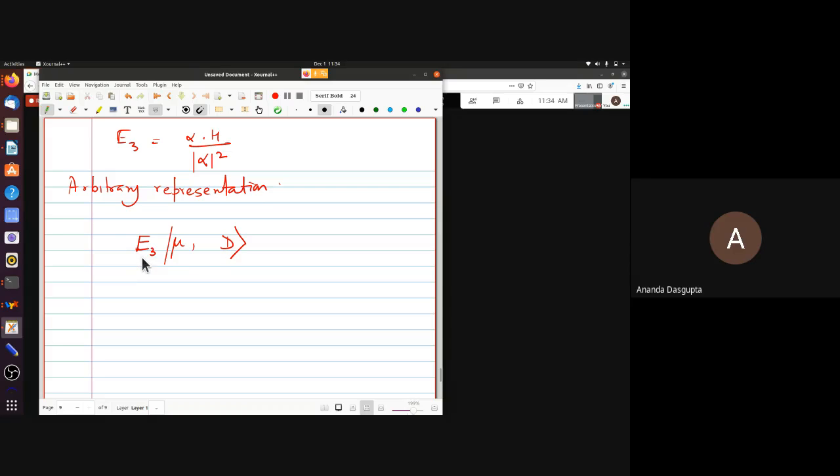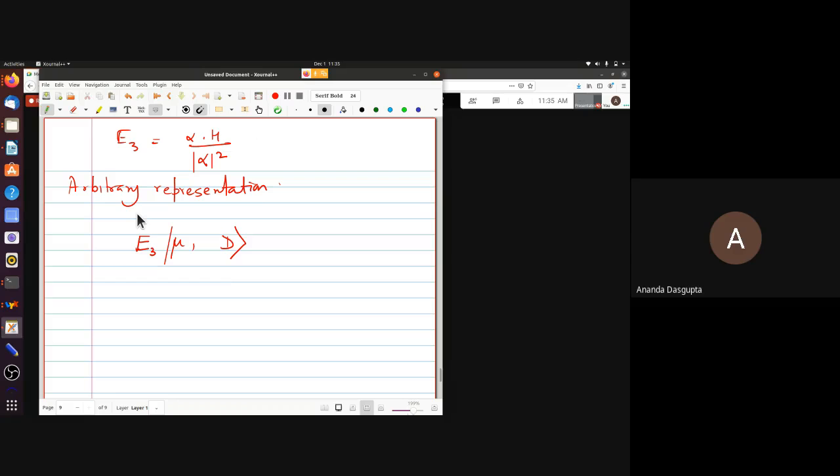Remember, when I say E3 acting on mu comma D, I mean the generator corresponding to this particular Lie algebra element. This is a Lie algebra element, right? Alpha 1 H1 plus alpha 2 H2 plus alpha 3 H3 by alpha 1 square plus alpha 2 square plus alpha 3 square. The alphas are just numbers, so these are linear combinations of Lie algebra elements. This is a Lie algebra element, and corresponding to that, there's a generator.